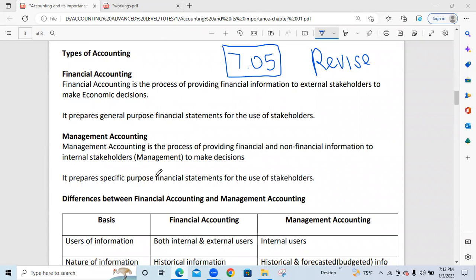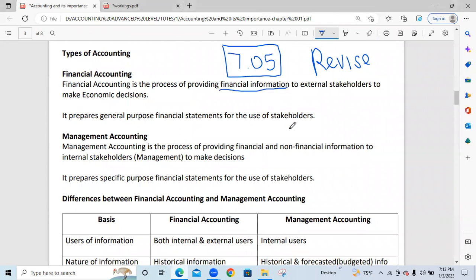So we say, guys, financial accounting is the process of providing information. It's a process. Process means it has input, processing, output, right? So we say it's a process of providing what information? Before we just said information. Now what information are we providing?